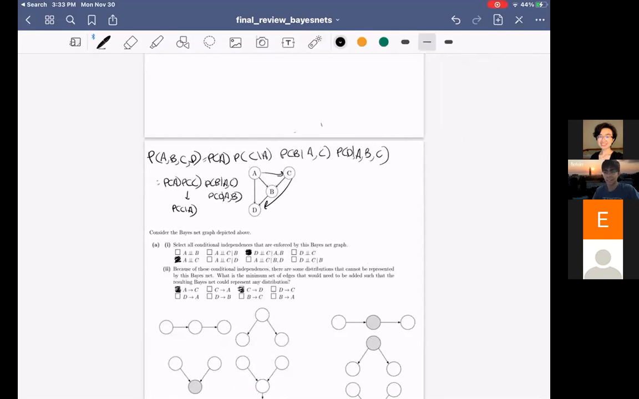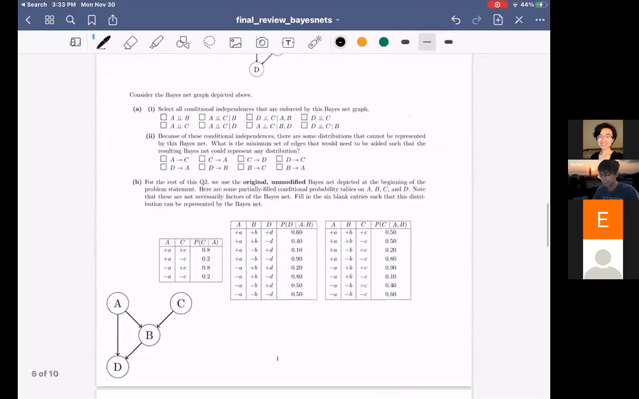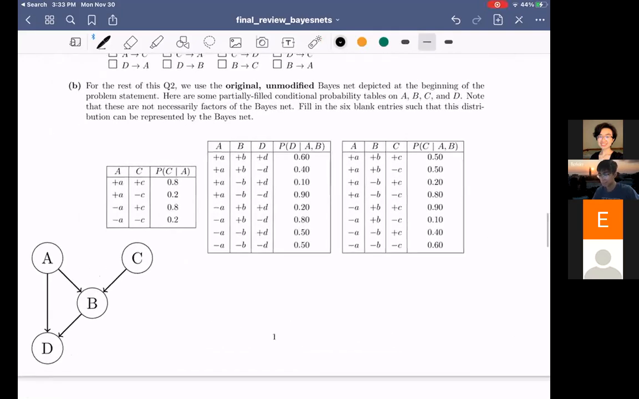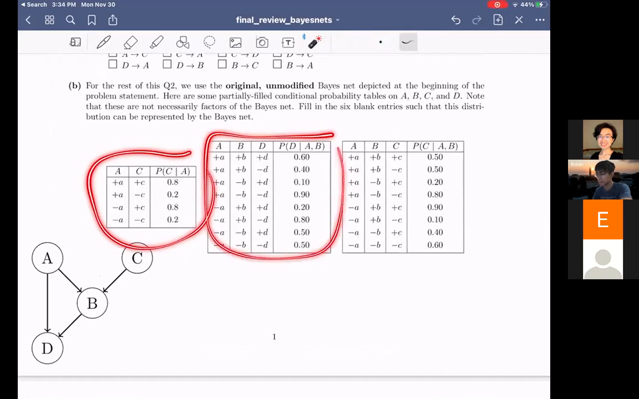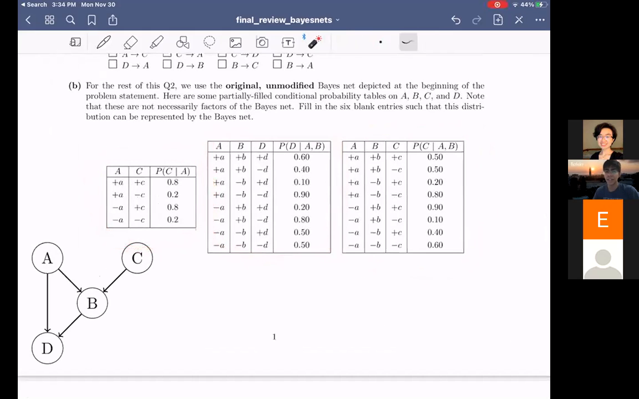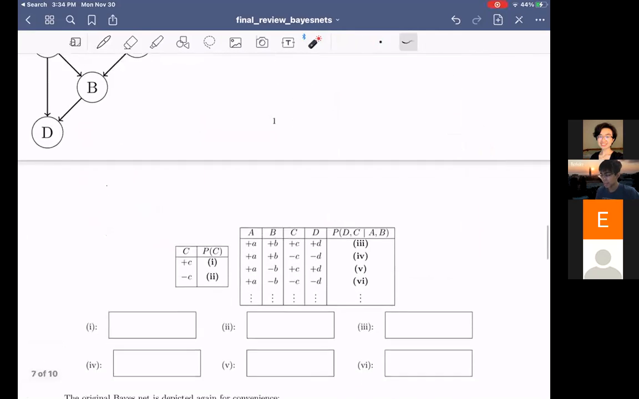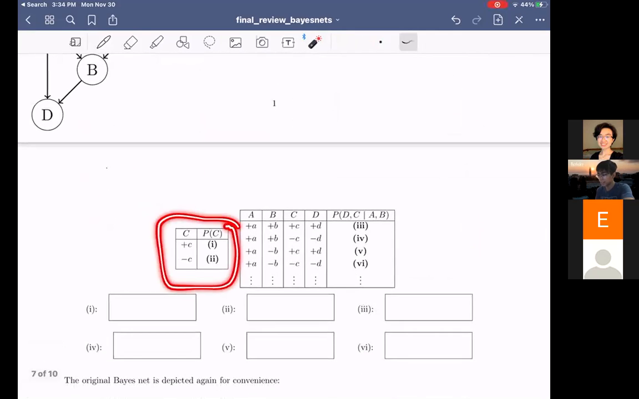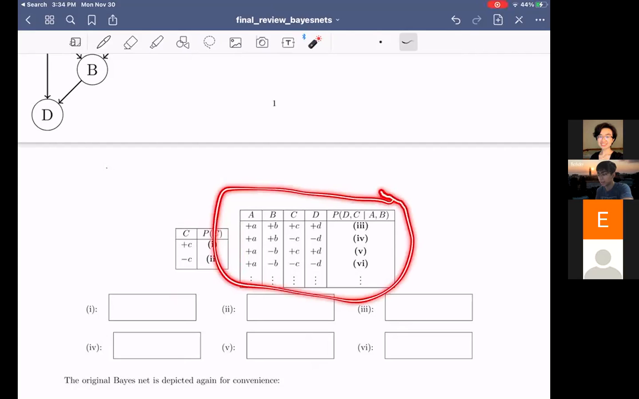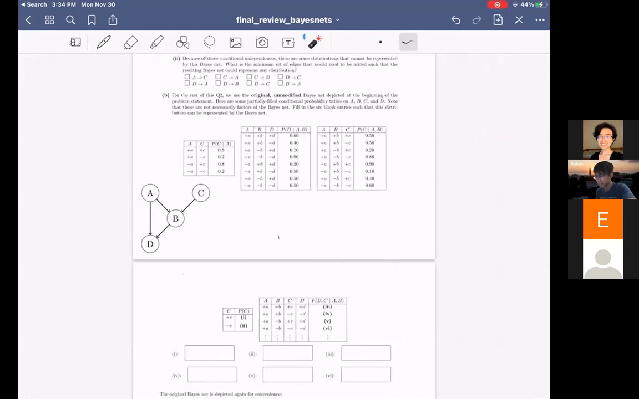All right, let's try the next one, which is now we have these probability tables about our Bayes net. So we have P of C given A, P of D given A comma B, and C given A comma B. And notice that these aren't exactly the CPTs that we get in our Bayes net, but somebody sort of just computed them for us. So we have these. And what we're trying to do is get back these tables, P of C and P of D comma C given A comma B. So we want to use these tables and the independence assumptions that we make to reconstruct what these ones have to be.